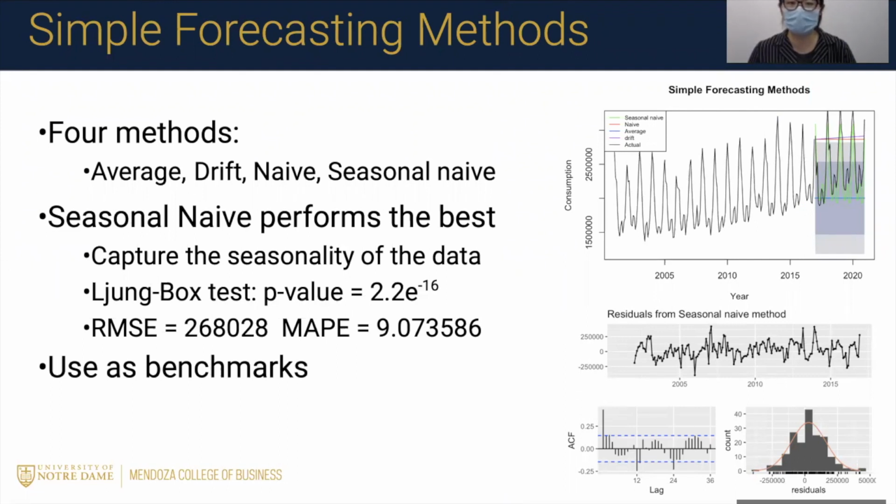However, although the seasonal naive performs better than the others, it cannot accurately forecast the peak and the lowest point of our data. By using the Ljung-Box test, we can see that the p-value is really small, which indicates that the residuals are not white noise. Therefore, we decide to use the simple forecasting models as benchmarks to evaluate others.